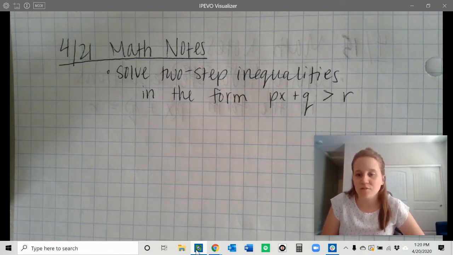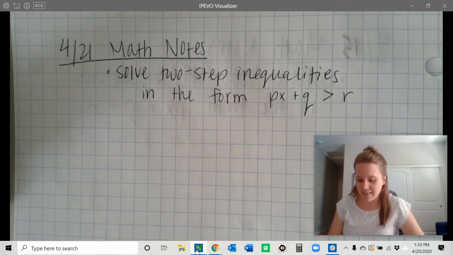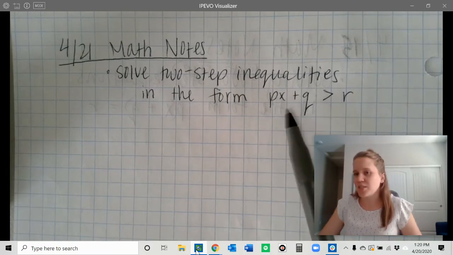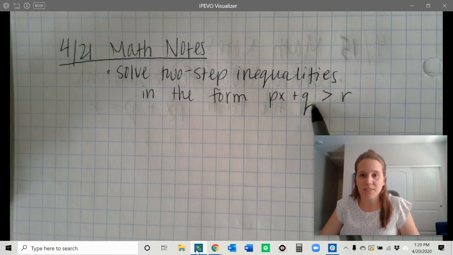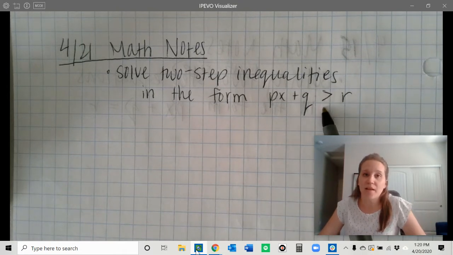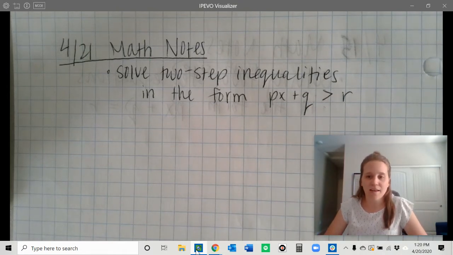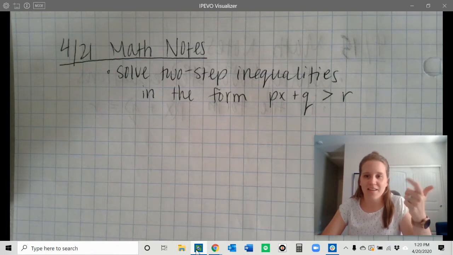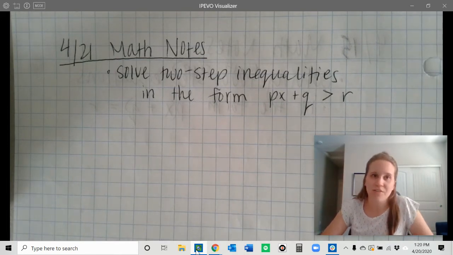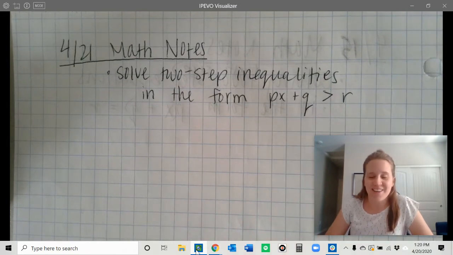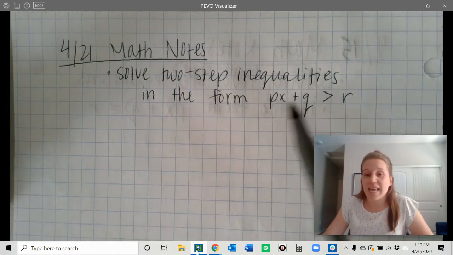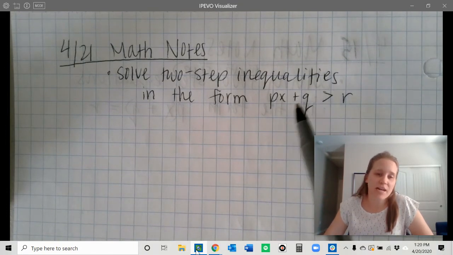Today we're going to solve two-step inequalities in this form, really similar to that form of the two-step equation, except instead of an equal sign, it could be any of our four inequality symbols. So I drew a greater than sign, but you'll also see, of course, less than, greater than or equal to, and less than or equal to within your practice today. But this form of the inequality will be exactly the same. Note that you will see some negatives in here as well, or maybe some subtraction.